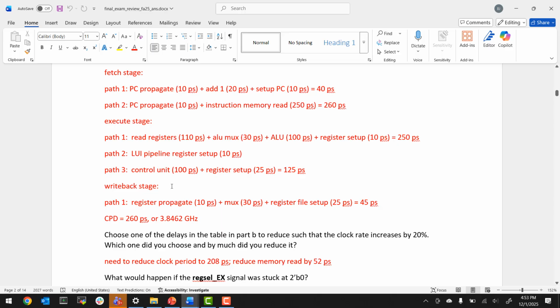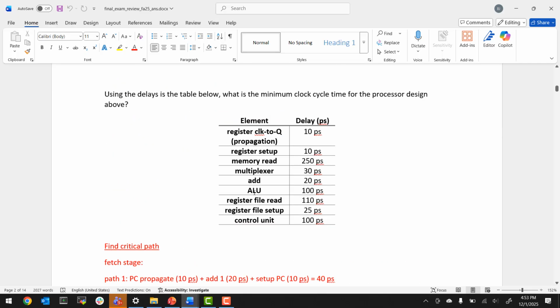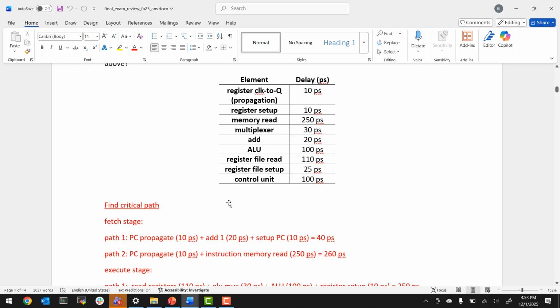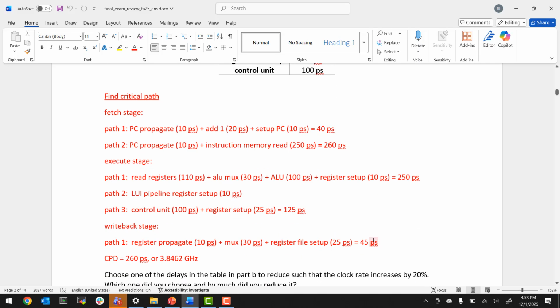Then the write back stage, you have register propagate. Register propagate, again, is just the propagation delay of the register. Mux, which mux? Well, the write back mux, this mux here, right? Register, mux, back to register file write, 45 picoseconds. Anyway, turns out the highest delay here is reading the instruction, 260 picoseconds, which, if you take the reciprocal of that, is 3.8462 gigahertz.